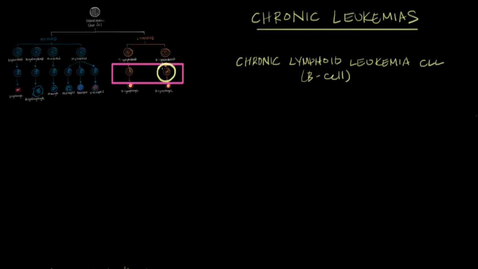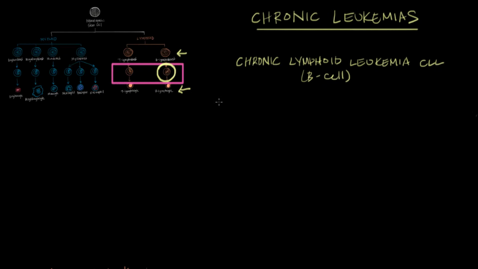And you can see from this diagram that the CLL cell is sandwiched in between the B lymphoblast and the B lymphocyte. So it kind of exists in this fuzzy area, this gray zone in between the immature cell and the mature cell. And because of that, it has certain characteristics that are more similar to the immature cell, and it has other characteristics that make it more similar to the mature cell.